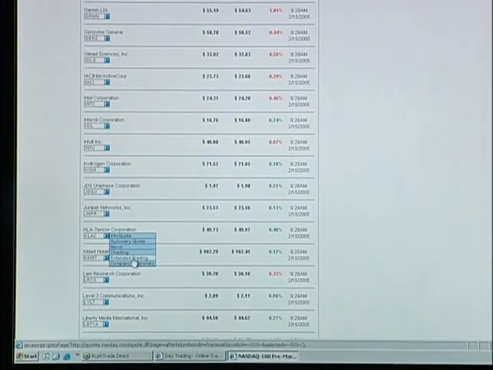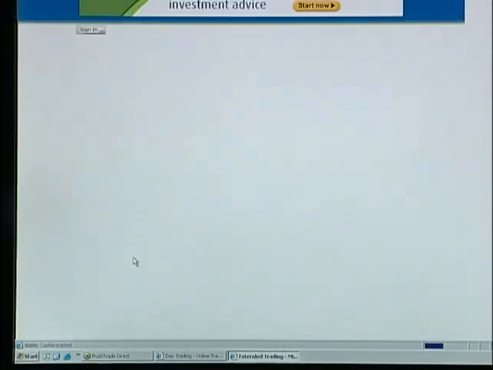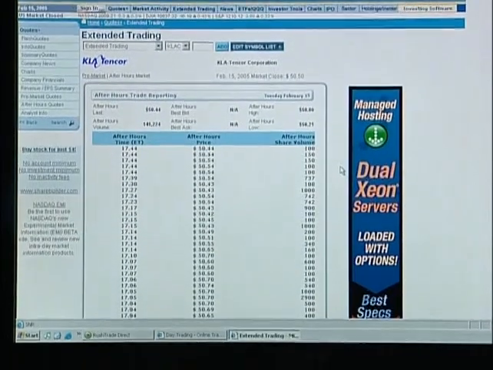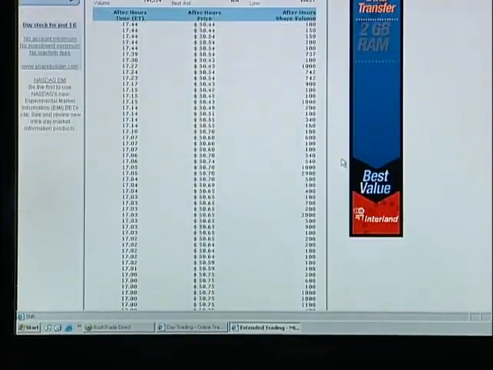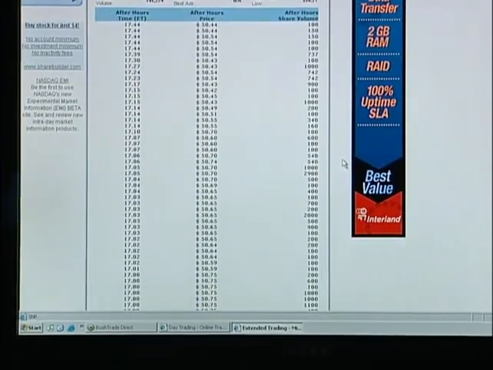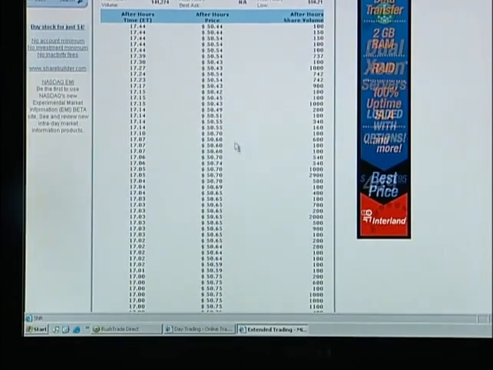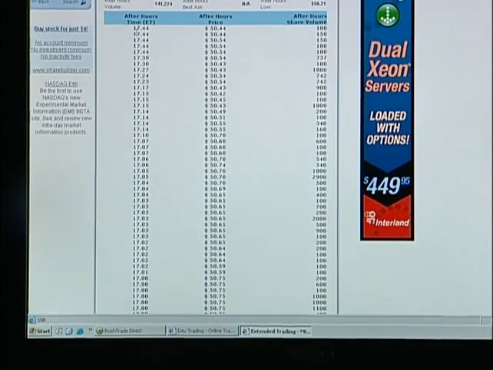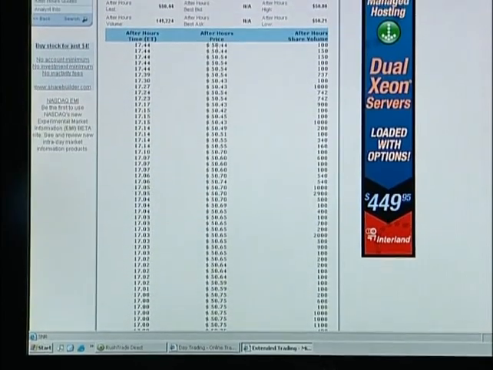Well, let's go back to extended trading here and see what we can spot. Now, what this will give us is the actual trades prior to the market opening. Remember, we're in pre-market indication. Oh, excuse me, I guess we clicked on the wrong one. We're in after hours here. See where it says after hours? And this is 5:44 in the afternoon.